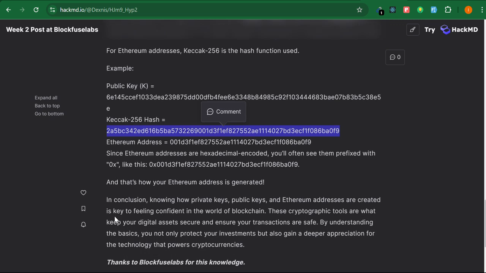So in conclusion, knowing how private keys, public keys, and Ethereum addresses are created is key to feeling confident in the world of blockchain. That means someone cannot just come and start telling you nonsense about the generation of public and private keys, or say, "Oh, please share your private key with me, I want to send you some funds." You know that that is purely a scam. These cryptographic tools keep your digital assets secure and ensure your transactions are safe. By understanding the basics, you not only protect your funds, but also gain a deeper appreciation for the technology that powers cryptocurrency. These things are beautiful.